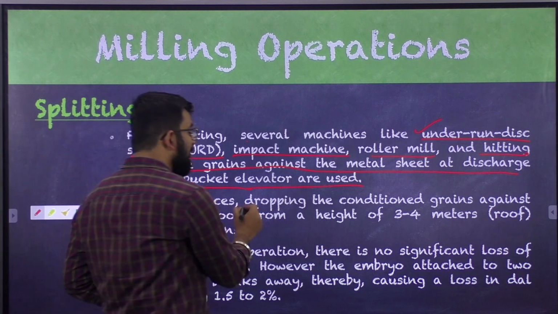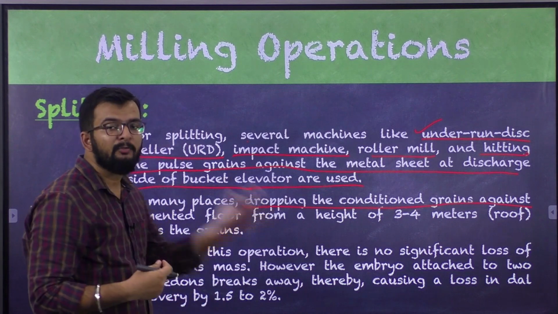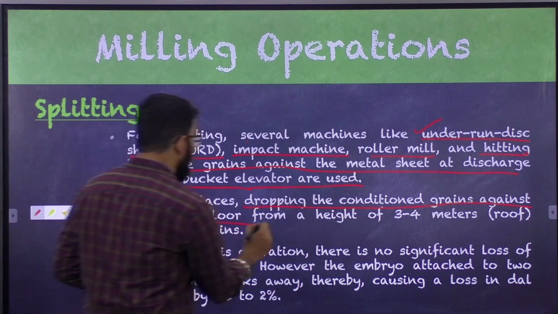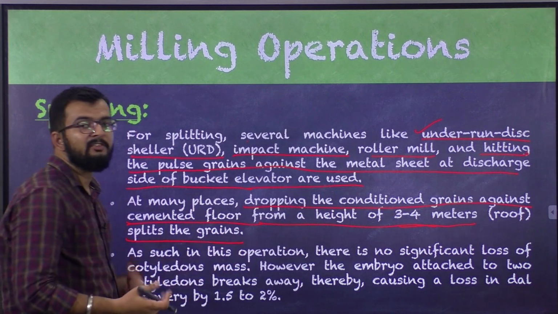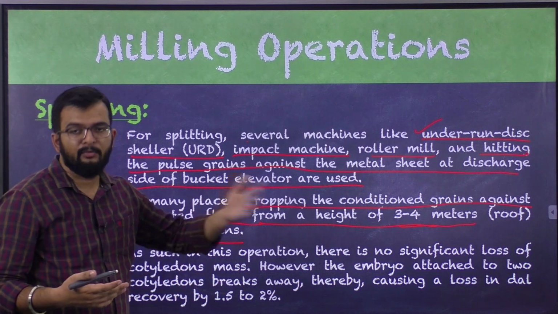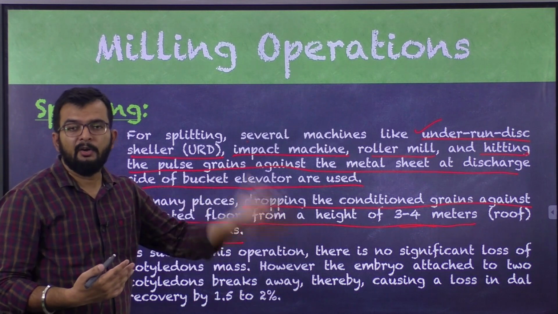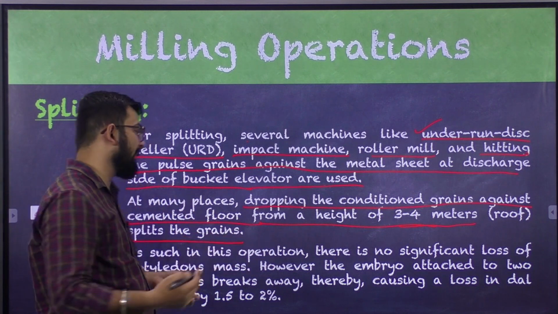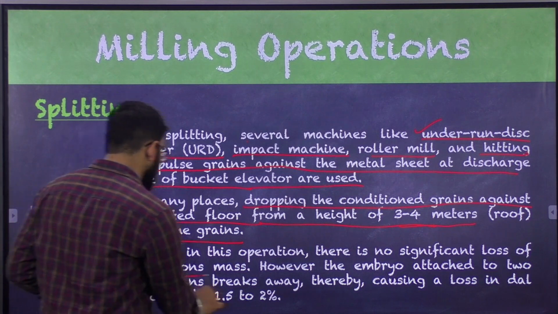At many places, the conditioned grain, after adding water, keeping it for some time and then drying, is dropped against a cemented floor from a height of 3 to 4 meters. Thus the cotyledons are split into two parts. That is, from a roof around 3 to 4 meters high, you throw those grains on a cemented floor, a very hard floor. The impact will cause the cotyledons to split. As such, in this operation there is no significant loss of cotyledon mass.